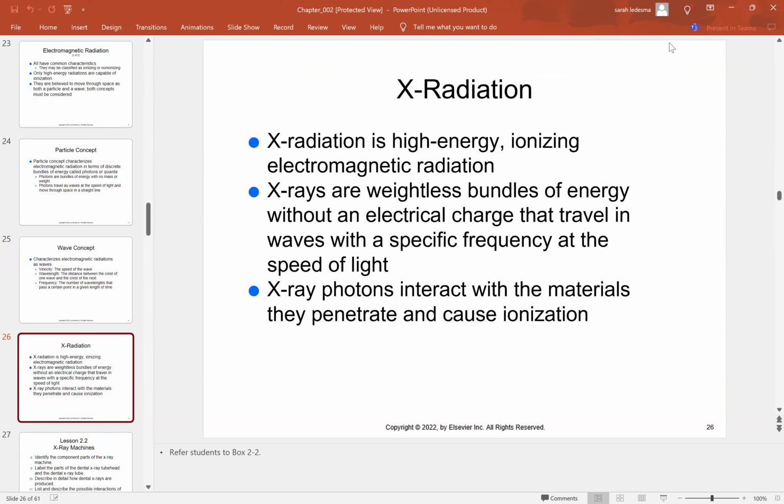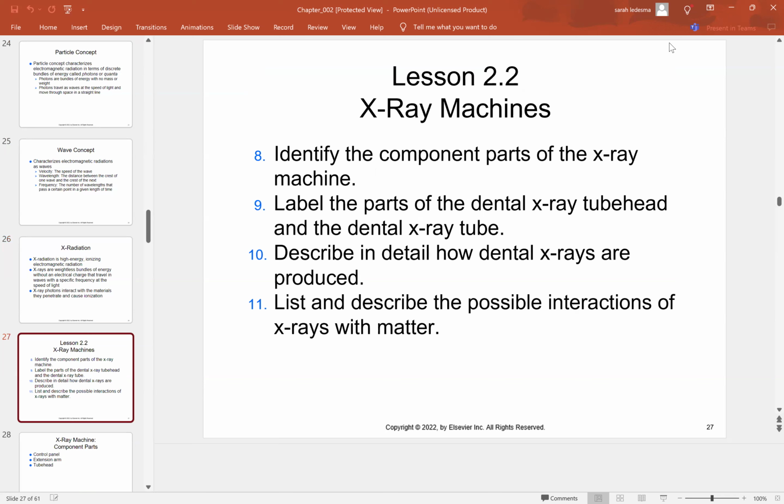X radiation is high energy ionizing electromagnetic radiation. X-rays are weightless bundles of energy without an electrical charge that travel in waves with a specific frequency at the speed of light. X-ray photons interact with materials they penetrate and cause ionization. This concludes our lecture.